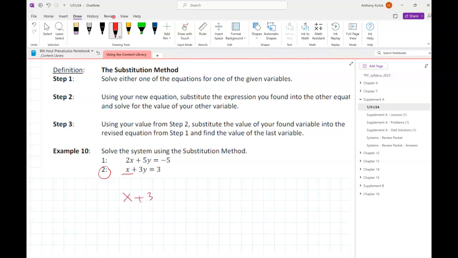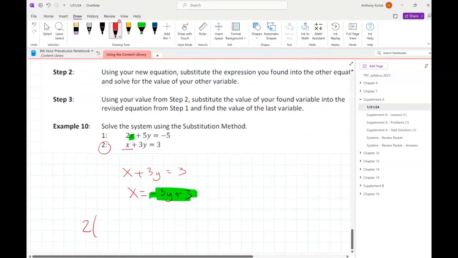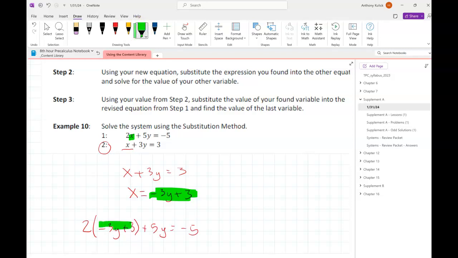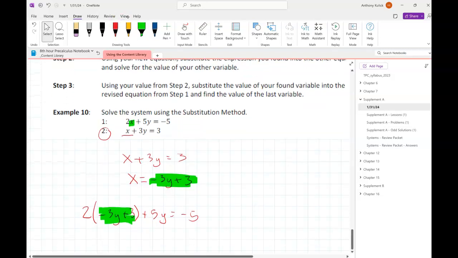All right, so I'm going to pick equation 2, and I'll get the x by itself. I'm then going to take that value for x and plug that into equation 1. So everything else from equation 1 stays the same, except for where x is, we're going to write negative 3y plus 3. So far, so good? Now we're just going to do some algebra 1 algebra to solve for y.